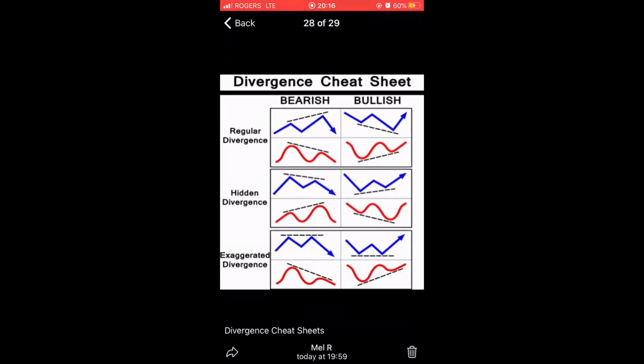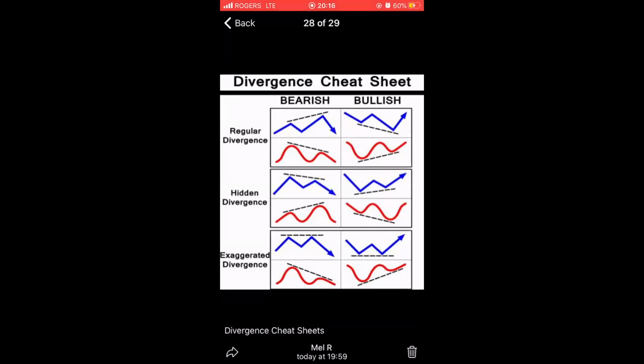We have regular divergence when price and the indicator are going in the completely opposite direction, and this normally suggests a trend reversal. Then we have hidden divergence where you still have price and the indicator going in the opposite direction, but this normally suggests a trend continuation.